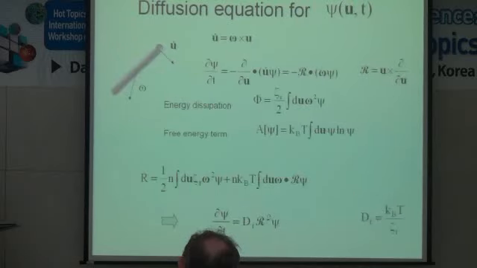You can also do the same thing for the rotational diffusion equation in a vector space, psi of u and t, and again the principle is the same. Instead of u dot, it's better to introduce the angular velocity omega. Then you can show the conservation equation written in this way, but the energy dissipation function and free energy are the same. And essentially, you get this form of the rotational diffusion equation, where R now stands for this rotational differential operator.